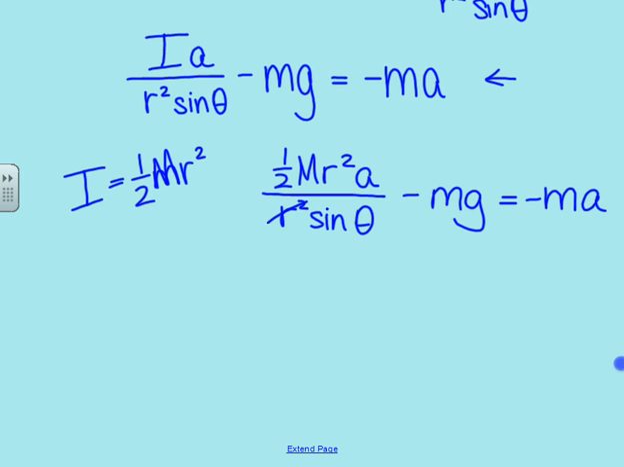Okay, well I notice the R squareds cancel each other out. The angle between the force and the radius is 90 degrees because that tension would be pulling tangential to that. The sine of 90 degrees is 1, so I'm going to cross that out so that I get rid of that. I'm left with 1/2 Ma minus mg equals negative ma.